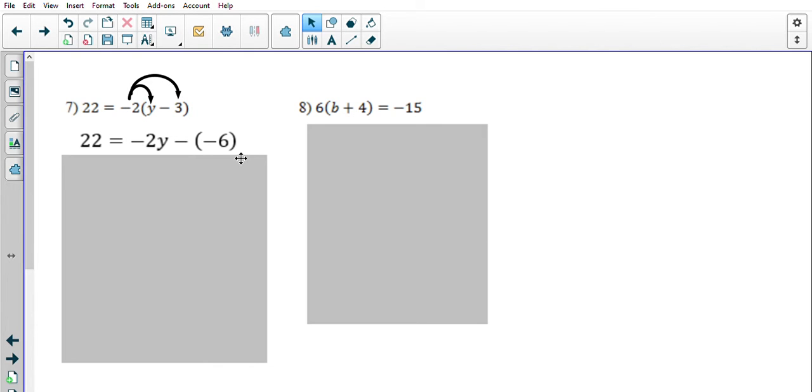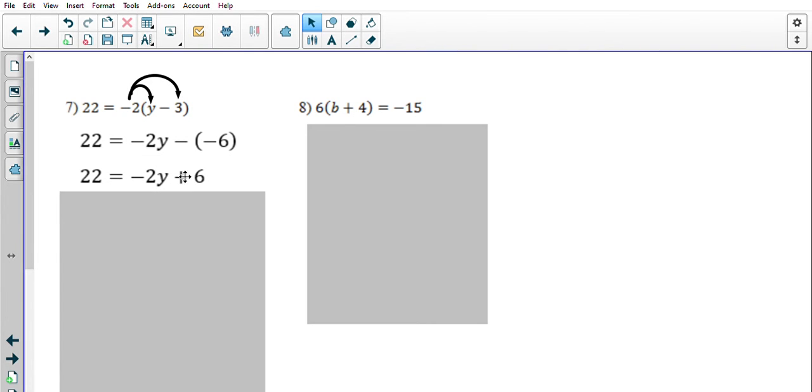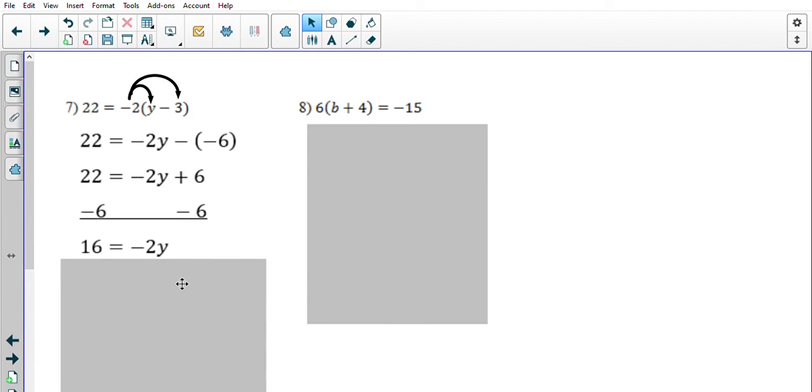Now, I would strongly suggest you rewrite this as -2y plus 6. It just makes our work a little bit easier. You could have added the opposite from the beginning, and then you would still get -2y plus 6. Now, the inverse of adding by 6 is to subtract 6. 22 minus 6 is going to get us 16.